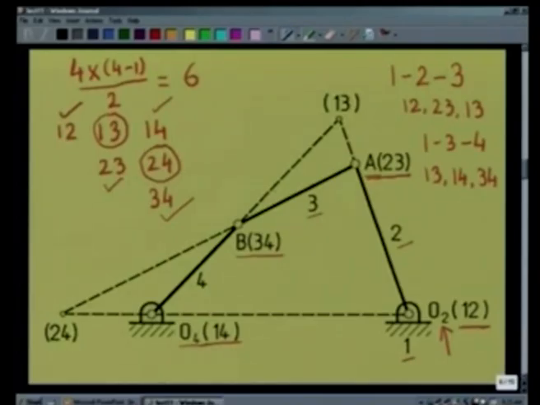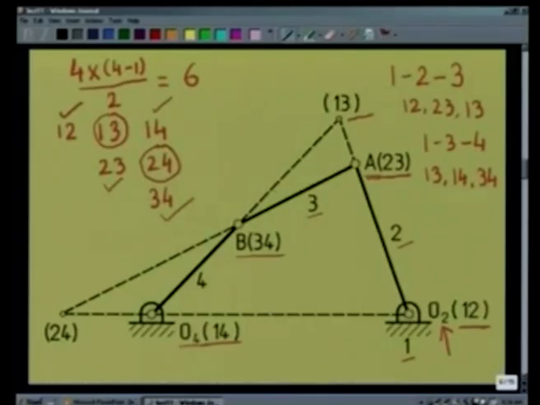Out of these, we have already determined 1, 4 and 3, 4. So 1, 3 must be on the line joining these two relative instantaneous centers 1, 4 and 3, 4. That is, 1, 3 also lies on the line O4B. So we have said 1, 3 lies on the line O2A and also lies on the line O4B. As a result, 1, 3 lies at the intersection of these two lines when extended, that is here, and we locate 1, 3.